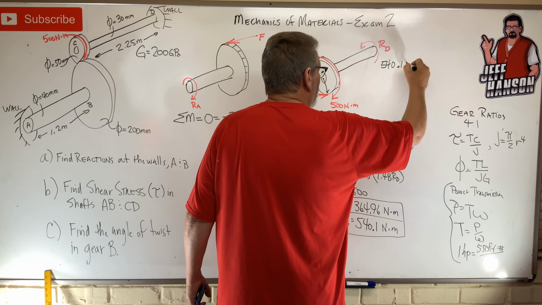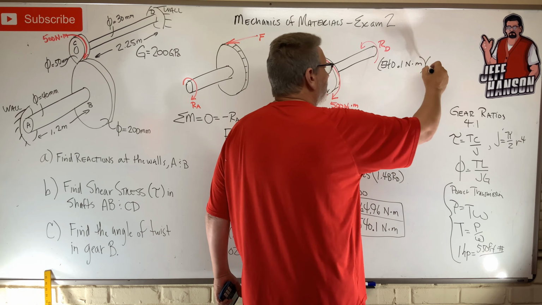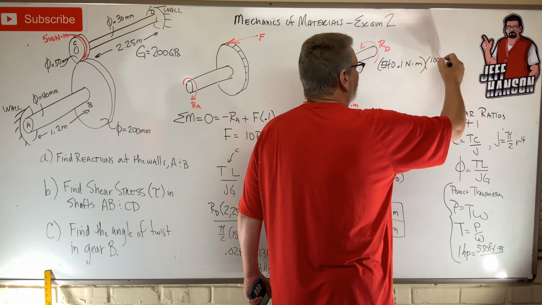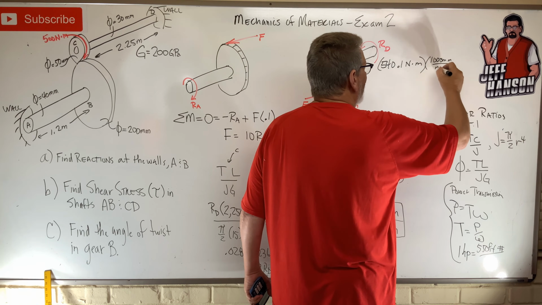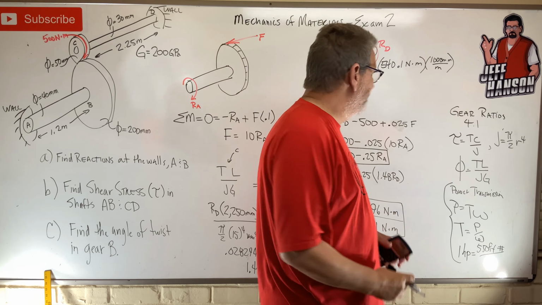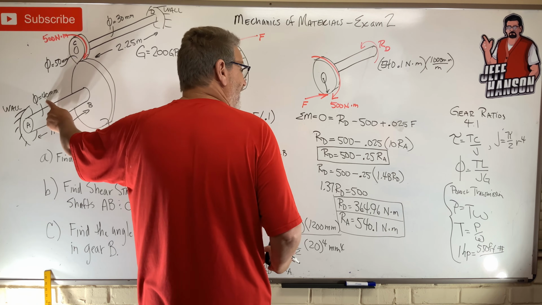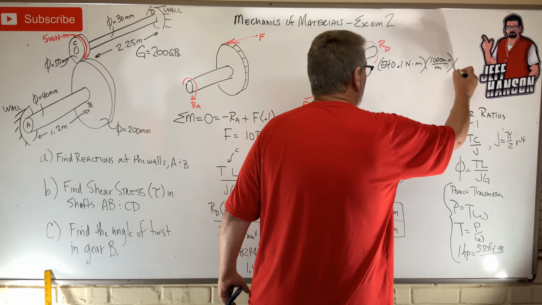540.1 Newton meters. Now I don't want that meter in there. Let's get rid of that guy. There are 1,000 millimeters in a meter. And then we've got C. What is C? The distance from the neutral axis to the outside of the part, which is a radius, which is 20 millimeters.